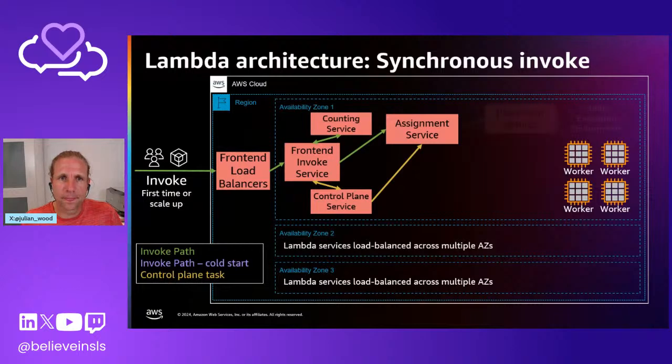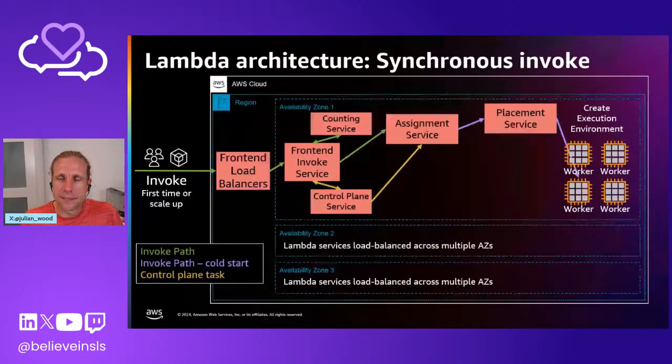So for the first invoke of a function, a new execution environment needs to be created on a worker host. The assignment service talks to the placement service to create this execution environment with a time-based lease.